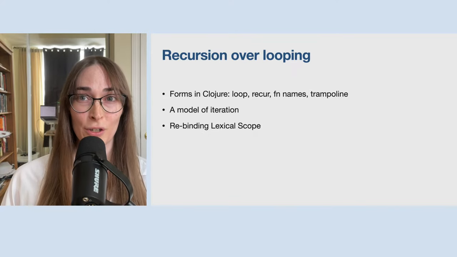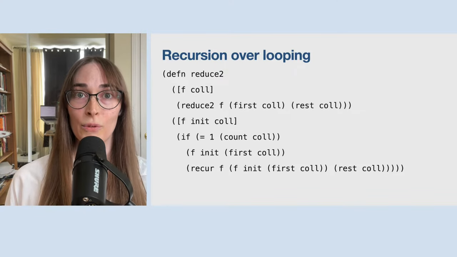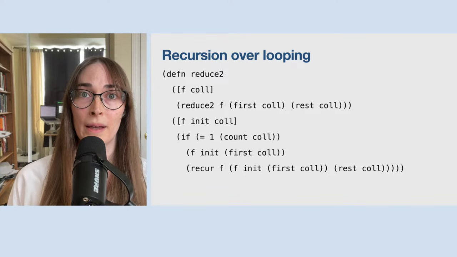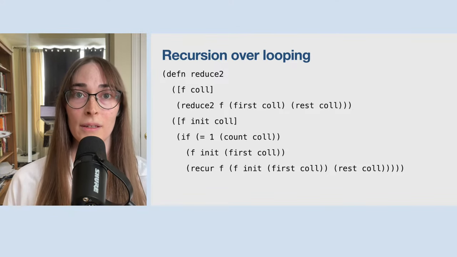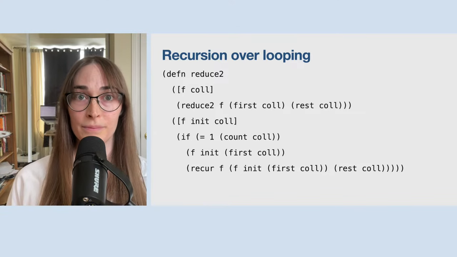Now we can use recursion to rebuild something like this. So this is a classic reduce in Clojure. As you can see, a reduce just collapses a collection into a single value using a function.